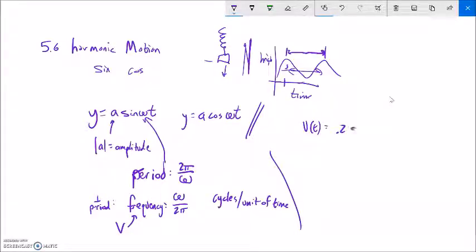V of t, we'll say it's 0.2 sine of 80 pi times t. And if we think about t being time in seconds, V of t is going to be a sound wave. So this would be pounds per square inch, how things are vibrating. So let's do some analysis on it. This would be a low E, kind of a pure tone low E. What we want to do is find the amplitude, which is going to correspond to the volume, the period, and the frequency.